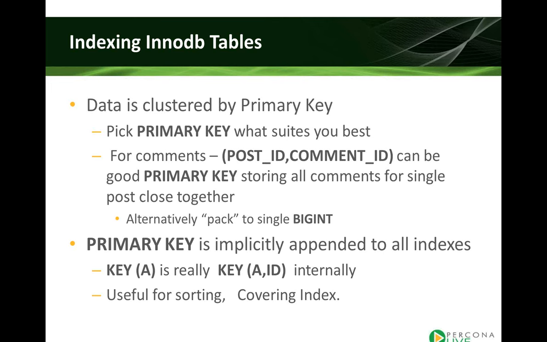For example, if you're storing blog comments, we can make the primary key post ID, comment ID, and that means all the comments for a single post will be stored on one or a few pages, which makes them a lot more efficient to retrieve. In some cases, people don't like multiple column primary keys because they're not well supported by a variety of frameworks. In this case, you can often use a trick to pack those together in a single large BIGINT. Let's say you use the first 4 bytes for the post ID and the other 4 bytes for the comment ID, and achieve it this way.